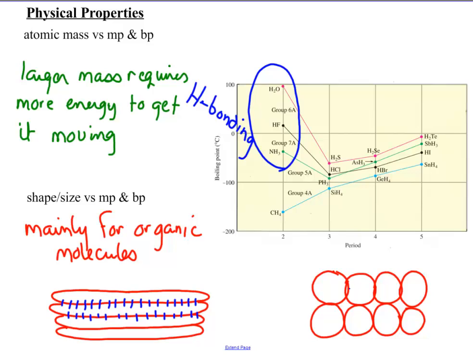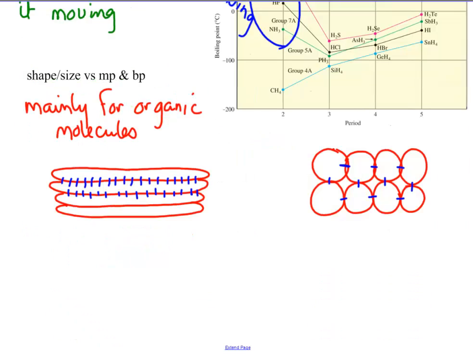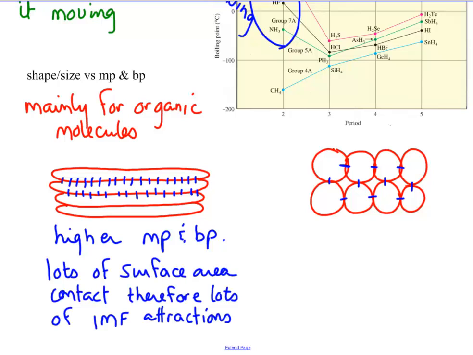If I'm dealing with spheres, I really only have one place where the spheres are in contact and therefore can make attractive forces hold the other one nearby. So I've got a lot of attractive forces on the pancake stack, and I have roughly one attractive force holding the spheres where they make contact. So it turns out because of that, my pancake structure is going to have higher melting points and boiling points. The reason for that is there's a lot of contact. There's a lot of opportunity for intermolecular forces to hold the molecules together. If I look at the spheres, I have lower melting points and boiling points.